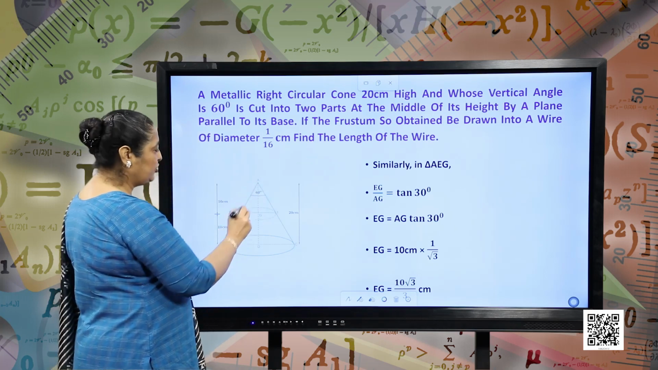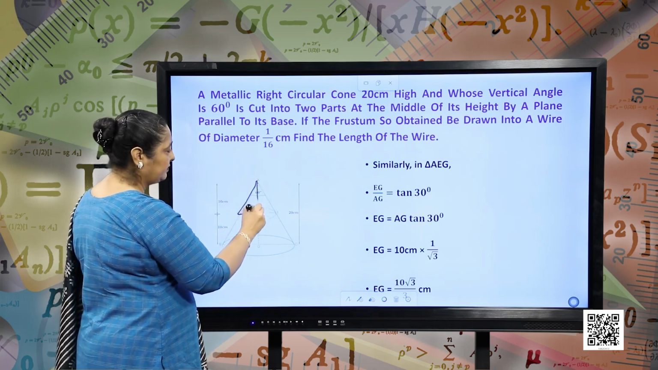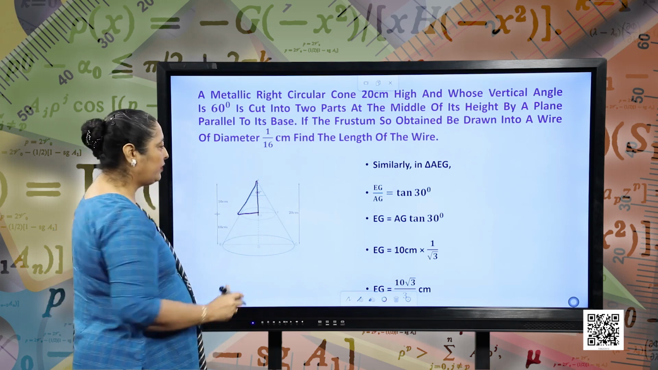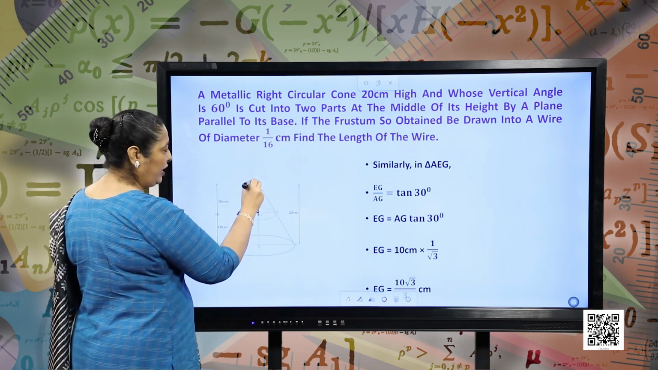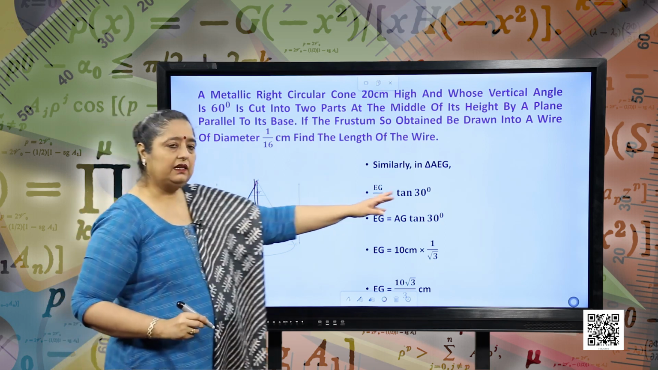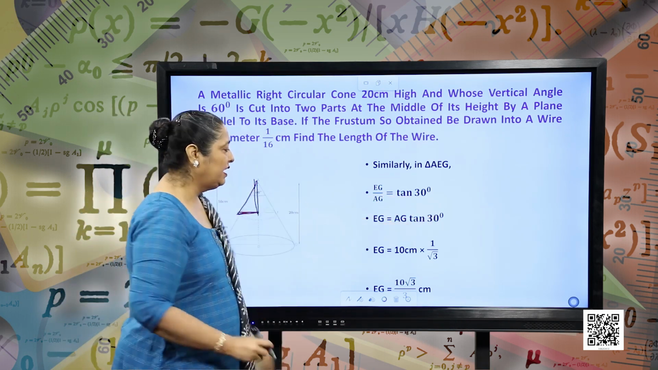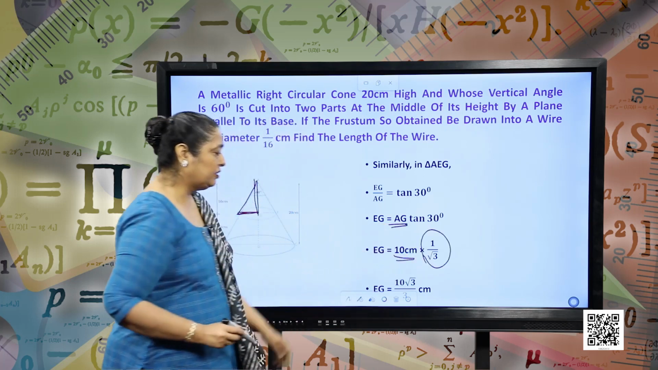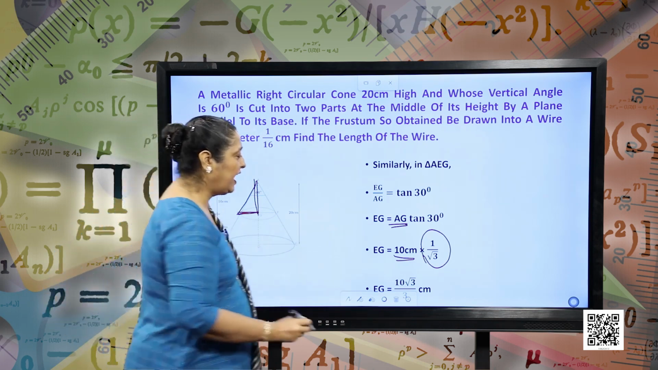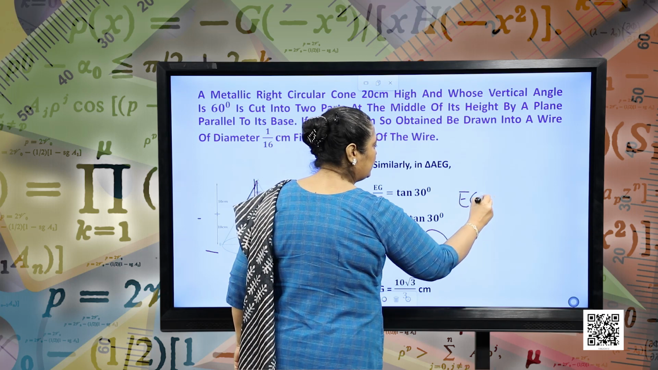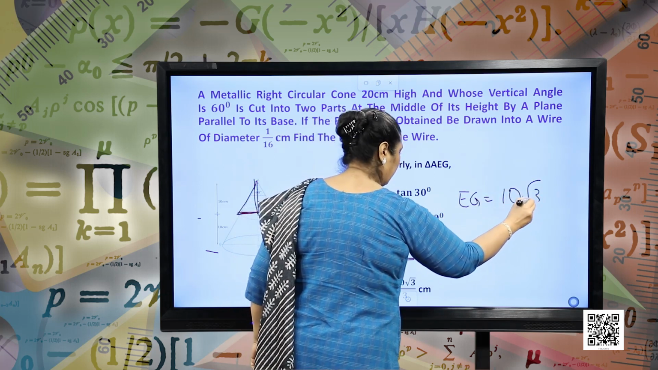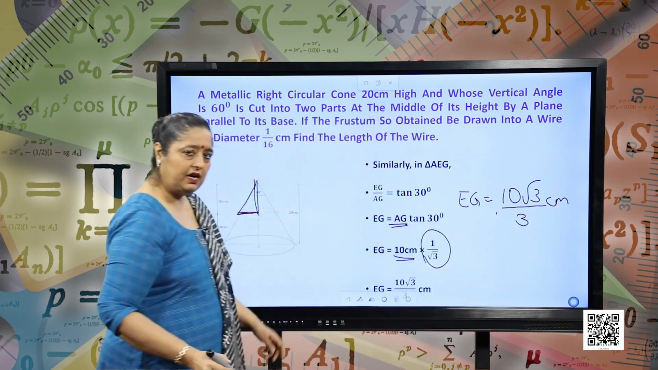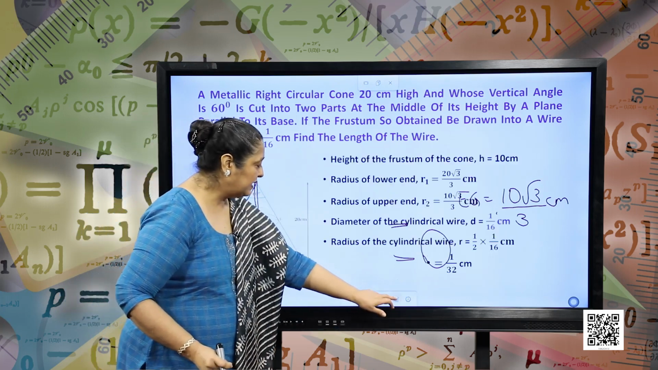Now, in triangle AEG, this is triangle AEG. In this triangle again we are using the property of tan theta. So, we have EG upon AG is tan 30 degree. We know the value of tan 30 degree is 1 by root 3 and AG is 10 centimeter. So, substituting both, we have the value of EG as 10 root 3 divided by 3 centimeter. I hope this is clear. We have the value of EG also. So, let us move forward.